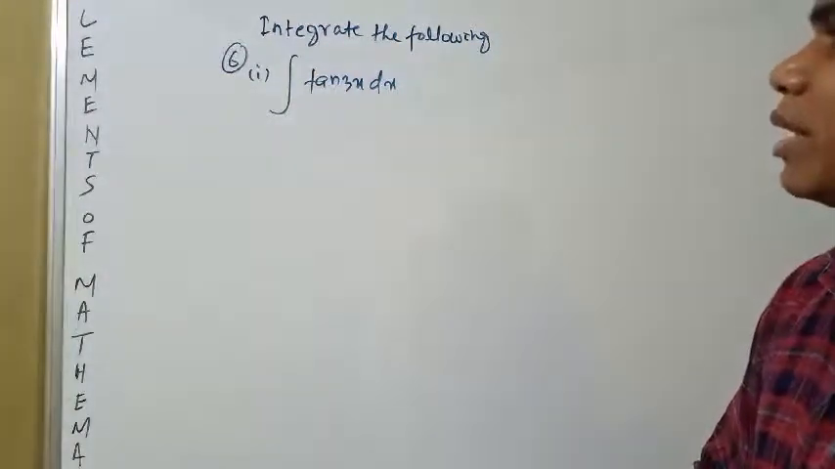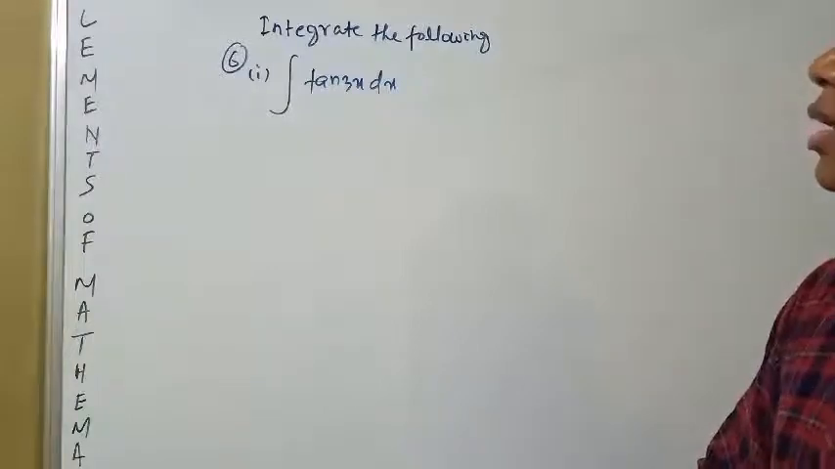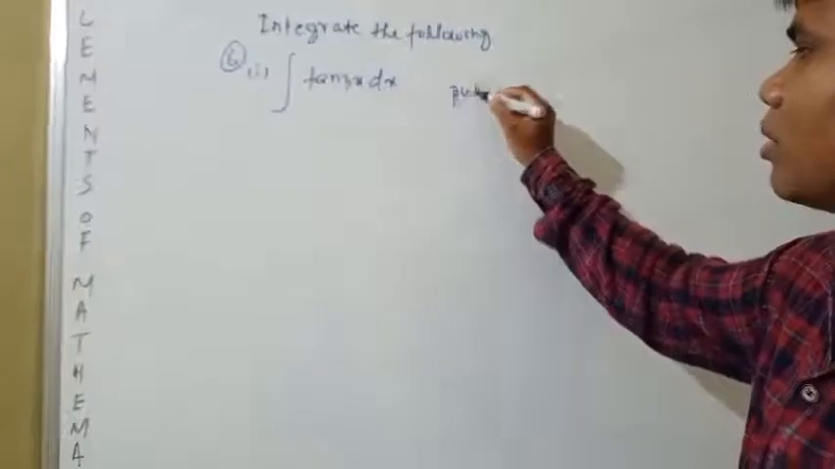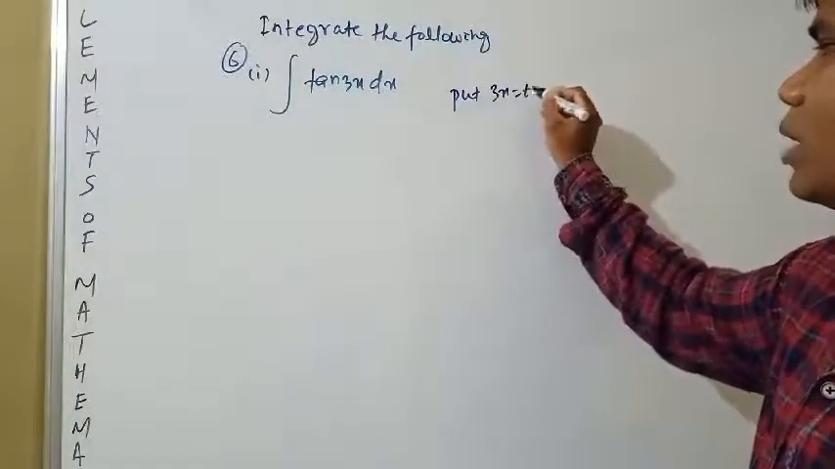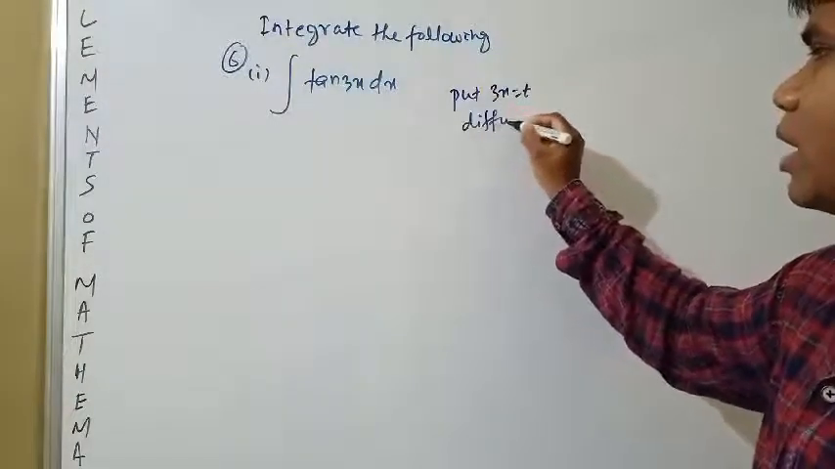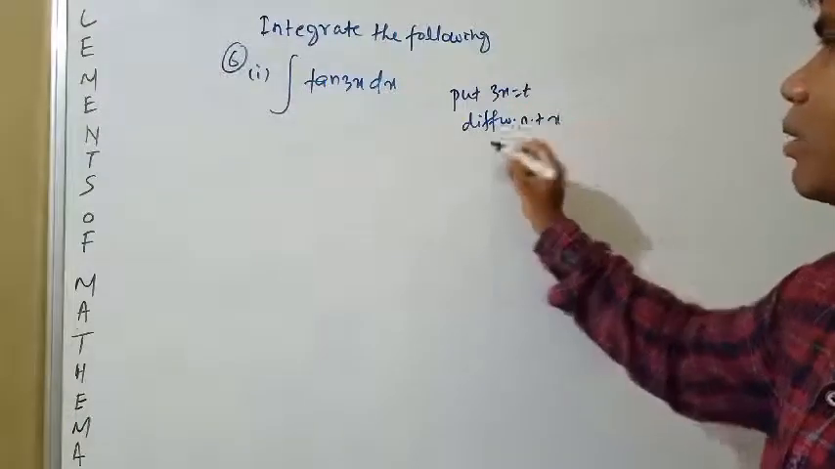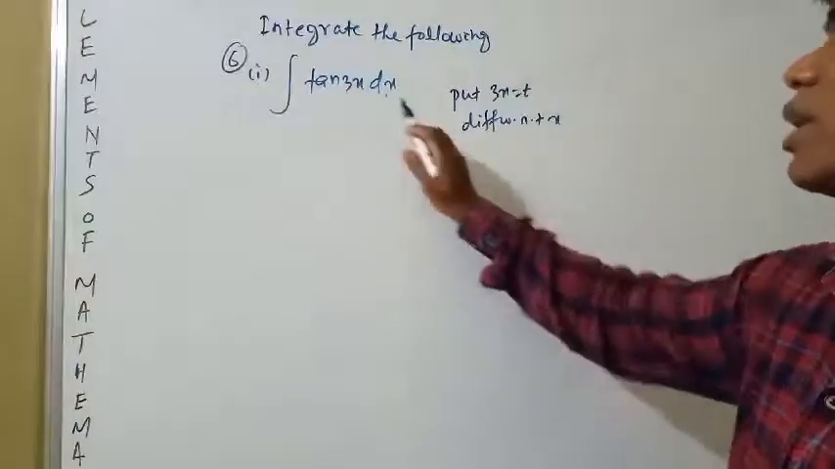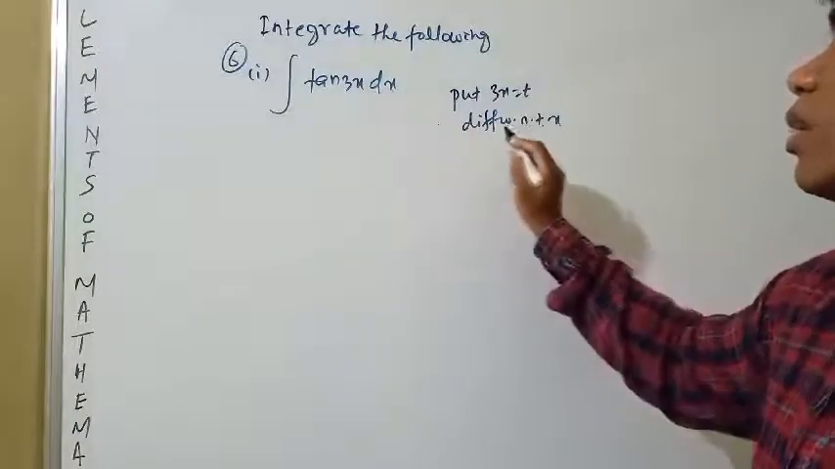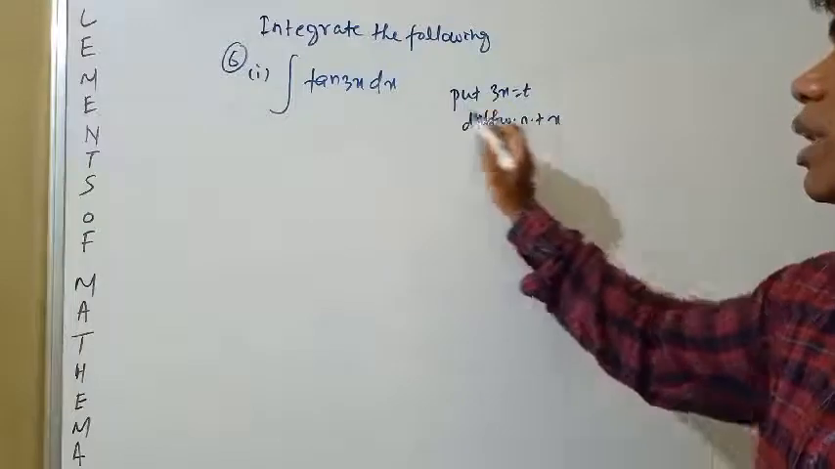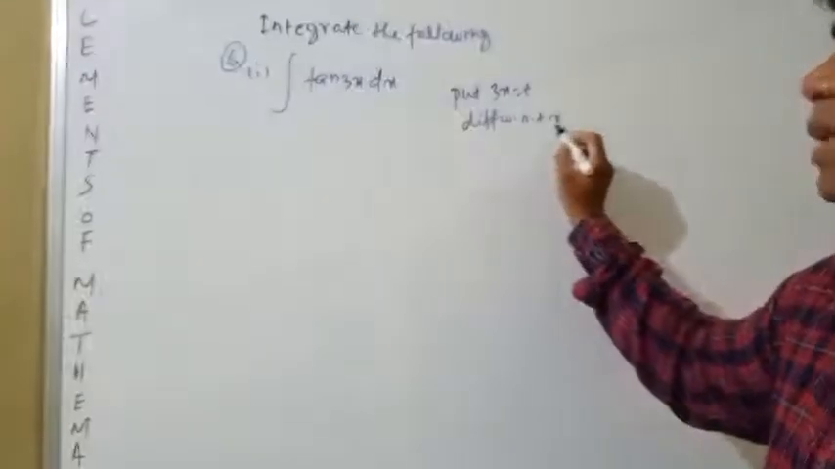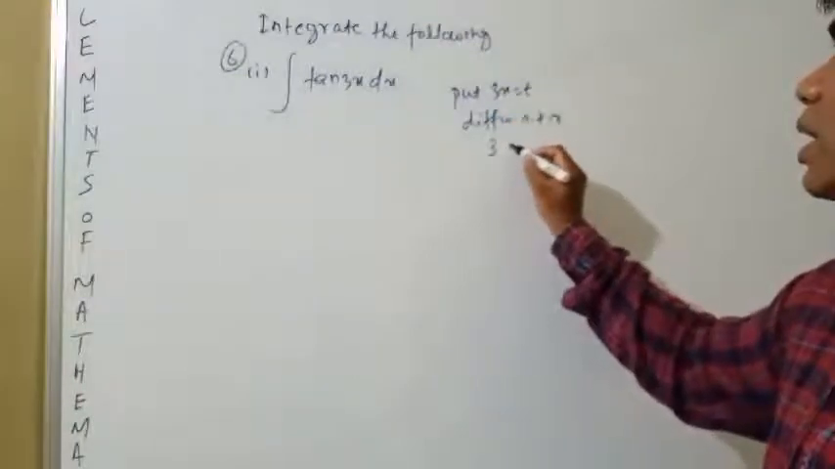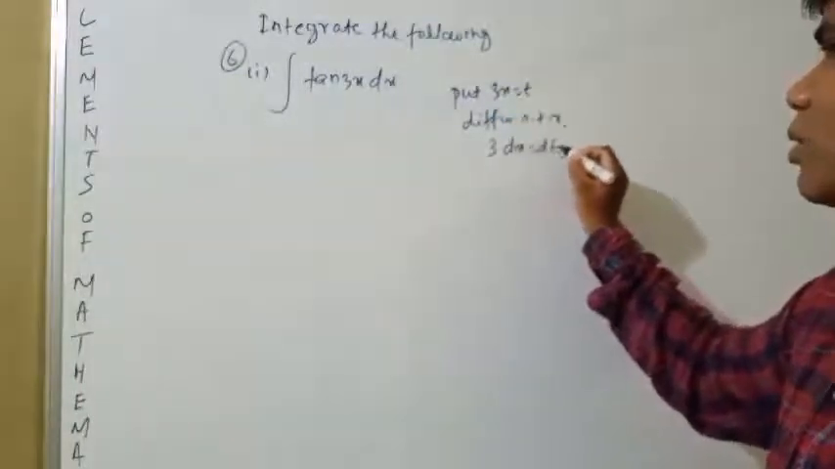The question is given, find the integration of tan 3x. Now you put 3x is equal to t. Differentiate with respect to x. Okay, you remember, suppose dx is given, we have to differentiate with respect to x. Suppose dz is given, we have to differentiate with respect to z. Suppose dt is given, we have to differentiate with respect to t. Okay, the derivative of 3x, that is 3, dx is equal to dt.